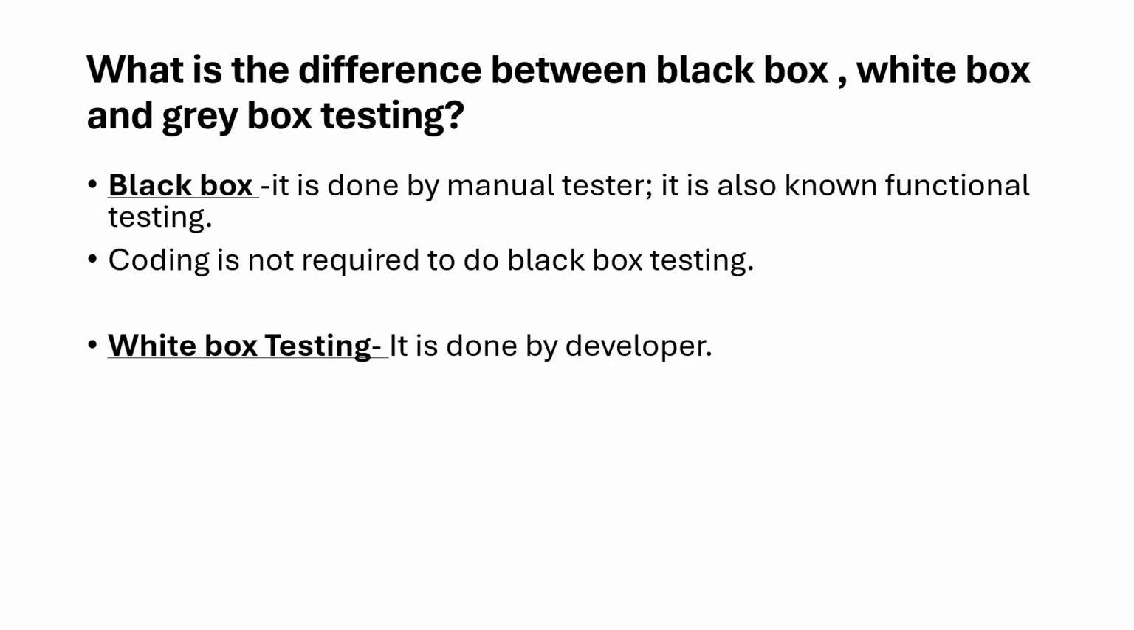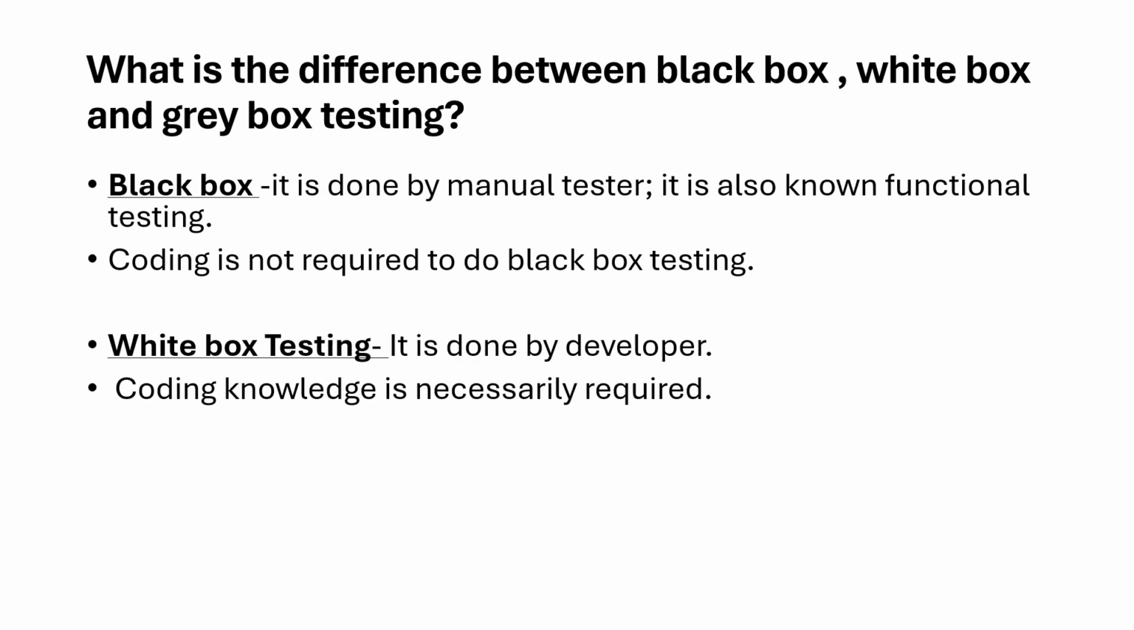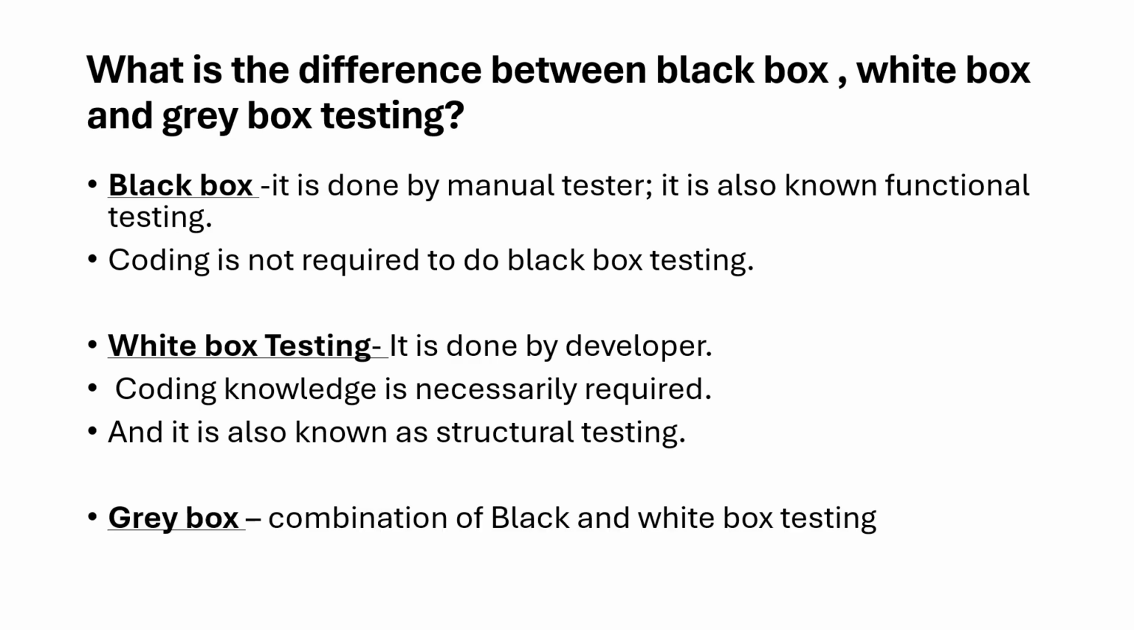For white box testing, coding is required and it is done by developer usually, but a tester also can do it if they know coding. Coding knowledge is necessarily required for white box testing, and it is also known as structural testing. Gray box testing is a combination of black box and white box testing. For gray box testing, you should have knowledge of coding as well, because if you have knowledge of coding, then you can do gray box testing as well. Because gray box testing is a combination of black box and white box.